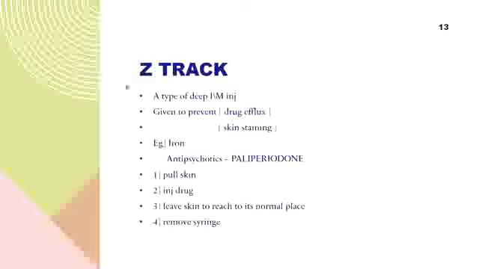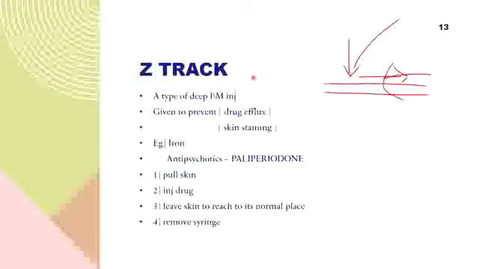Next is, what is Z-track? A type of deep intramuscular injection, when an intramuscular injection is given deeply. So how to give a deep intramuscular injection? These are the steps, I will explain it. Suppose this is skin. First we should pull this skin. Then we should inject. Then we should leave the skin, and then remove the syringe. So imagine this.